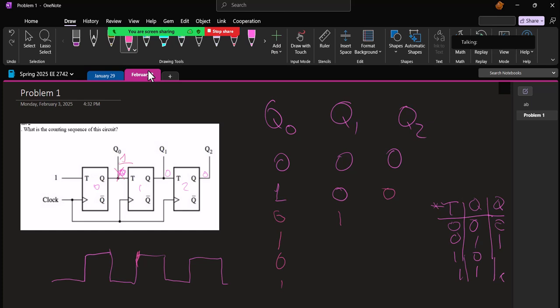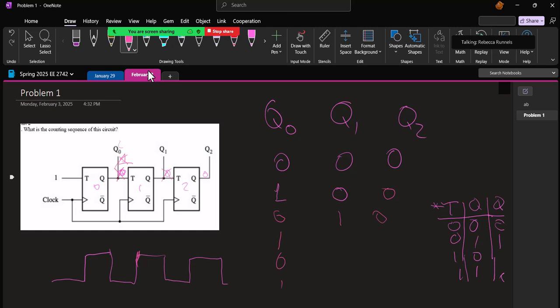Changes? No, it doesn't change, because its input is still 0. Oh, that's from what Q1 was previously. That's right. Its input is what Q1 was before, so it stays the same.